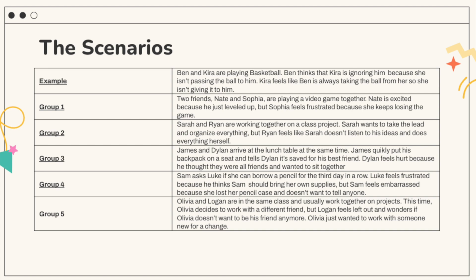Group 3 is going to do James and Dylan. They arrive at the lunch table at the same time. James quickly puts his backpack on a seat and tells Dylan it's saved for his best friend. Dylan feels hurt because he thought they were all friends and wanted to sit together. Group 4 is going to do Sam and Luke. Sam asks Luke if she can borrow a pencil for the 3rd day in a row. Luke feels frustrated because he thinks Sam should bring her own supplies, but Sam feels embarrassed because she just lost her pencil and doesn't want to tell anyone.